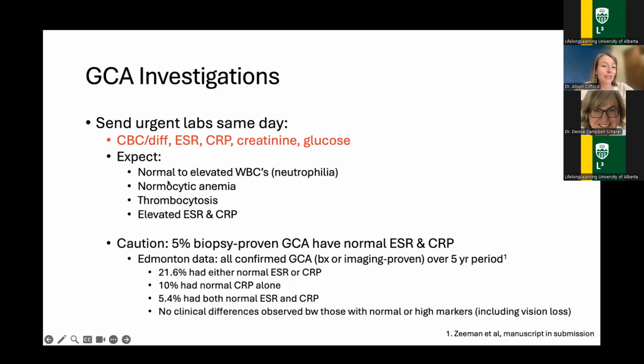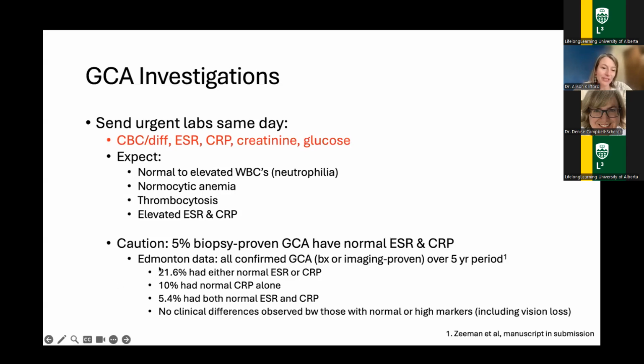In GCA, we expect to see a normal or sometimes high white blood cell count. It's usually neutrophilia. Leukocytosis would be distinctly uncommon and make me start thinking about something else. Normocytic anemia from chronic inflammation, a reactive thrombocytosis, and then ESR and CRP are usually elevated. The classic teaching is that they're dramatically elevated. So inflammatory markers over 100 would be very much in keeping with this diagnosis, but sometimes they're only moderately elevated, 30, 35, and that could be GCA too.